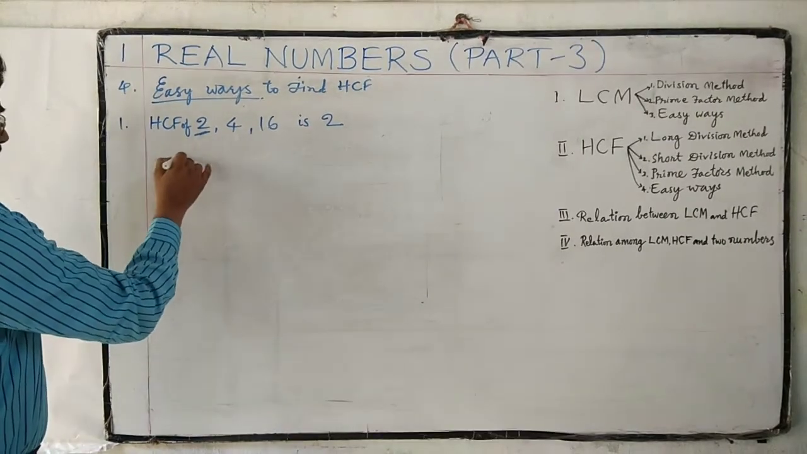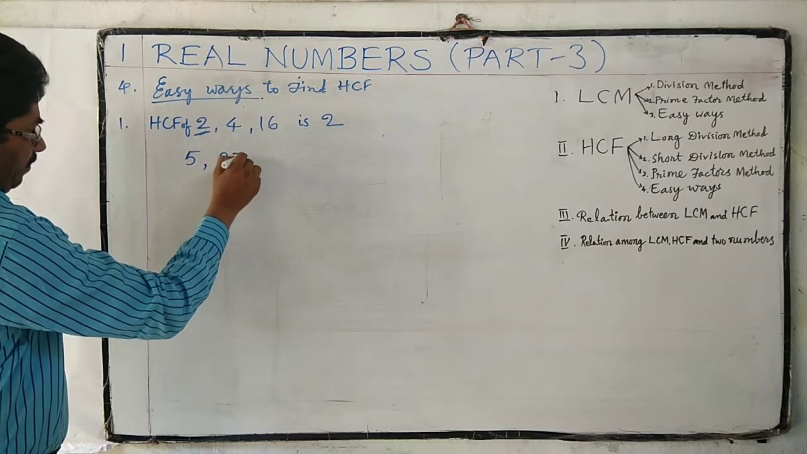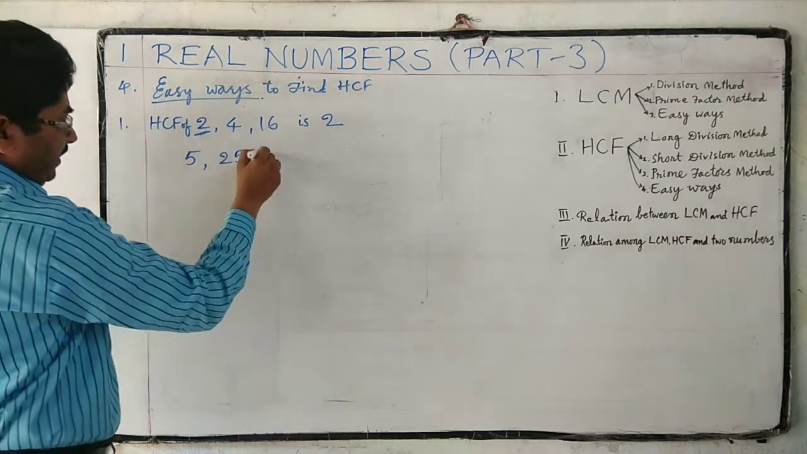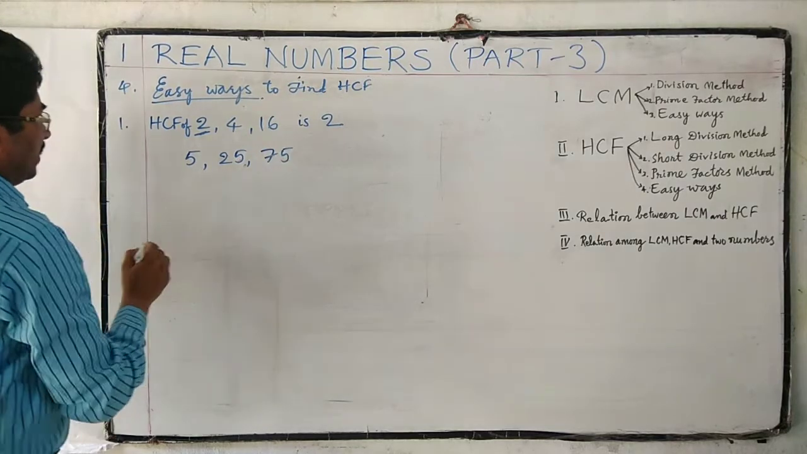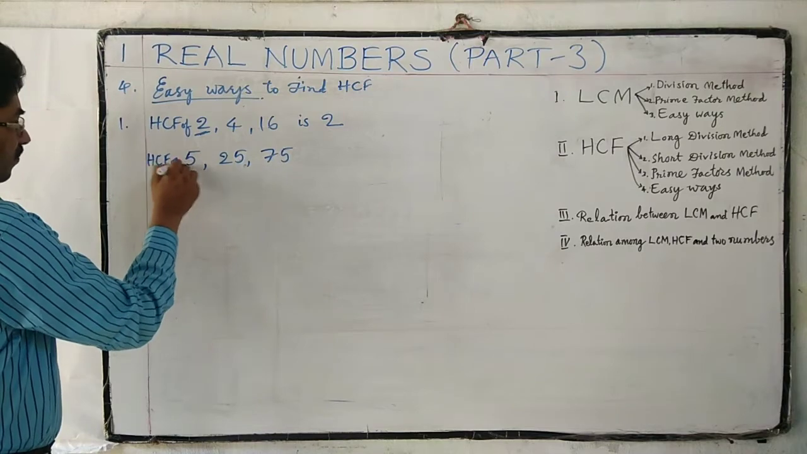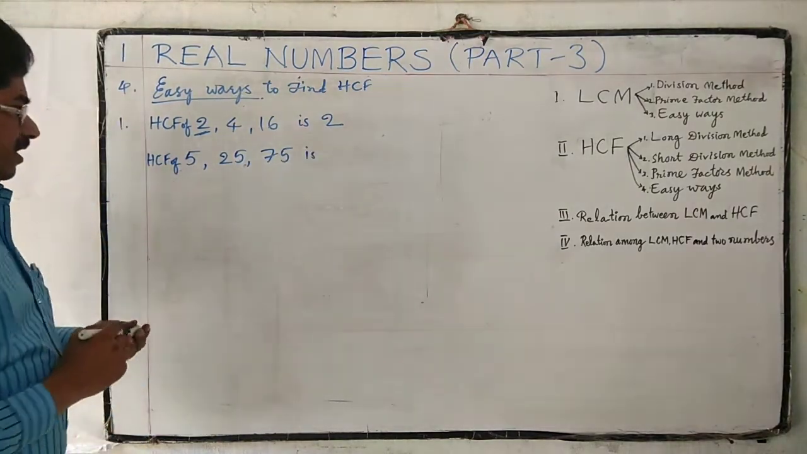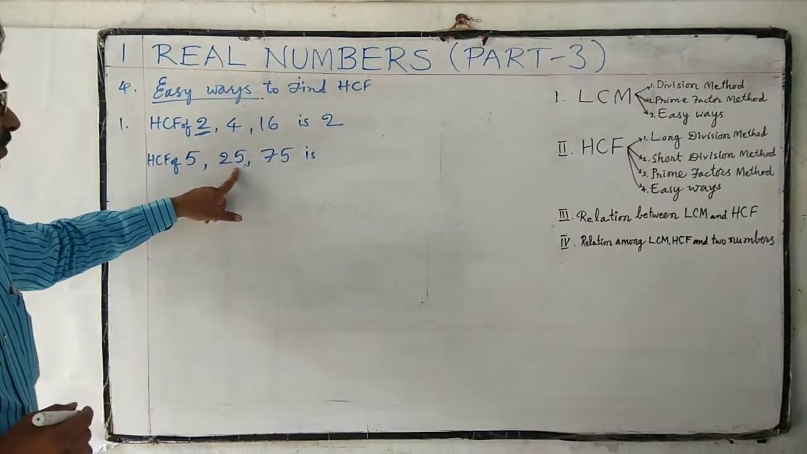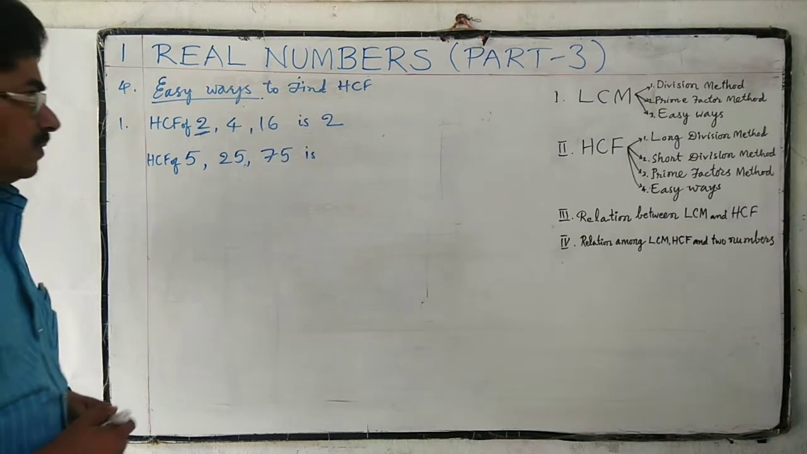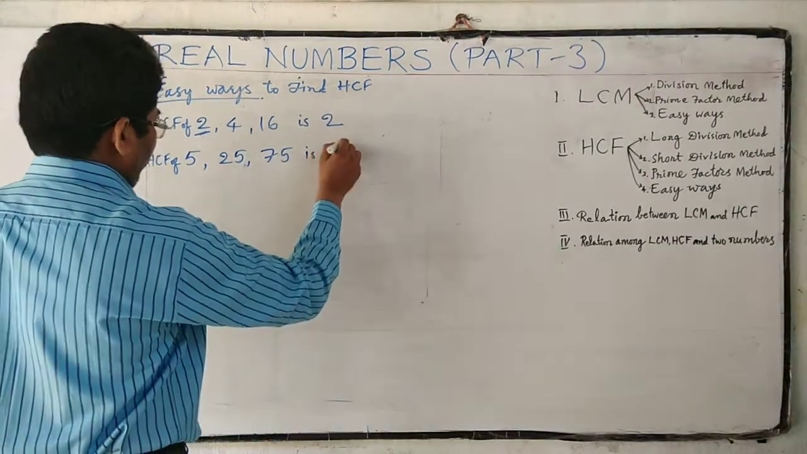One more example: 5, 25, 75. HCF of 5, 25, 75: 5 is a factor of 25 and also 5 is a factor of 75. That's why the HCF of these numbers is 5.